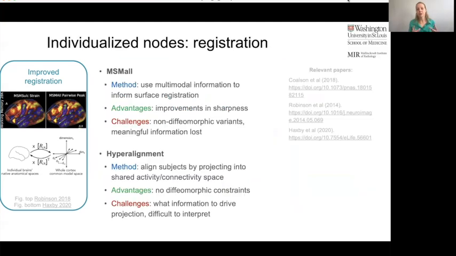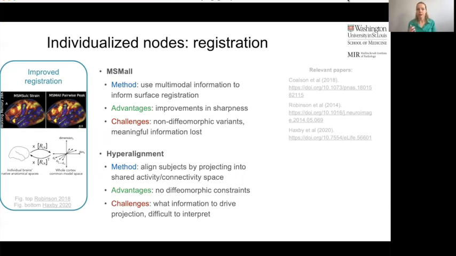The first approach that we can think of for improving our ability to have meaningful boundaries for individual subjects is essentially to improve our registration. So if we do a better job at aligning the brains in the first place, then those group defined boundaries might be more meaningful for each of our subjects. And so on this slide, I'm summarizing two very different approaches to improve registration. The first one is called MSMO, or multimodal surface matching, using all different modalities.